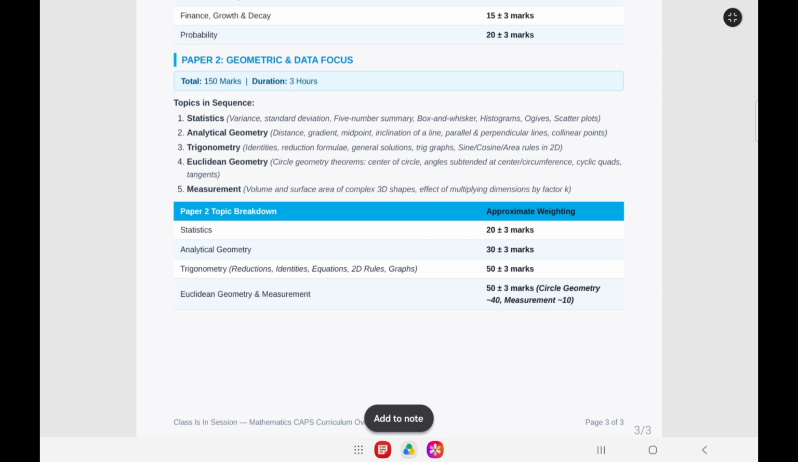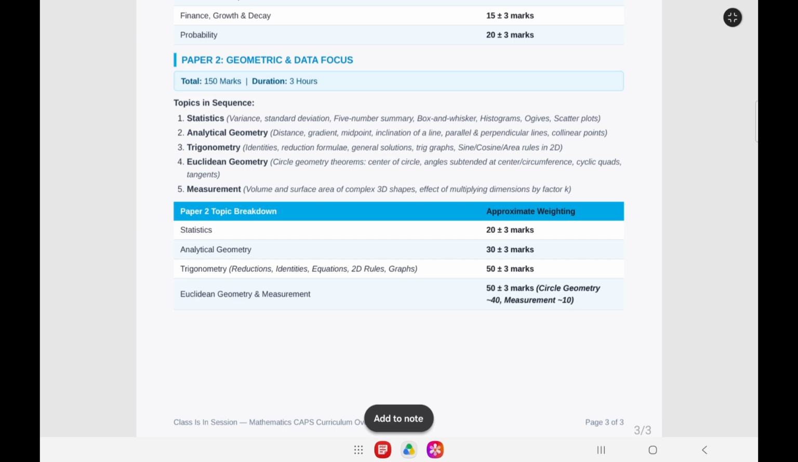Your huge topics in paper 2 are Euclidean geometry and measurement, as well as trigonometry. So trig is about 50 marks if you include the 2D rules, 2D and 3D trig, as well as trig functions or trig graphs. Then moving to Euclidean geometry and measurement, this could be 50 marks as well, where you do your circle geometry, and then measurement could be about maybe 12 or 15 marks.